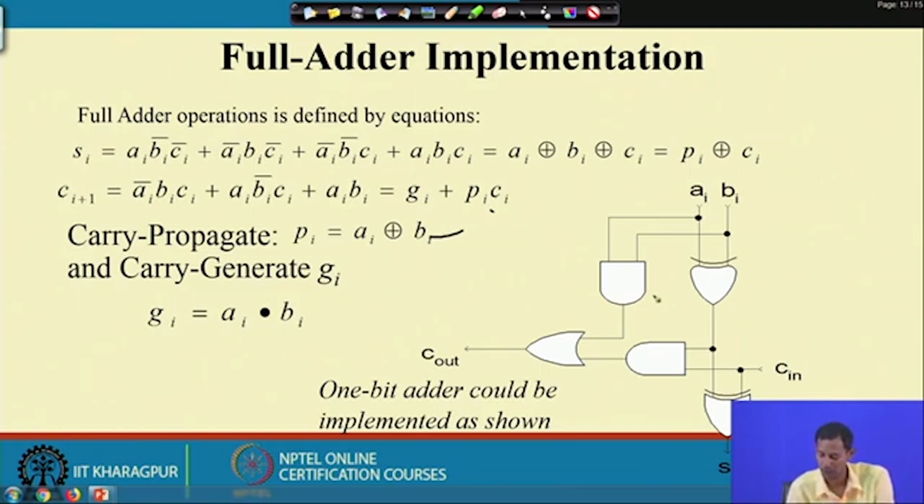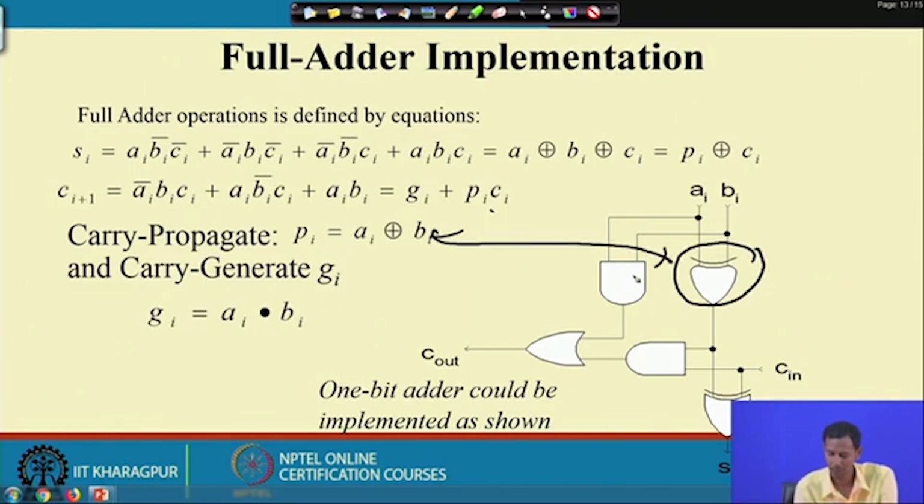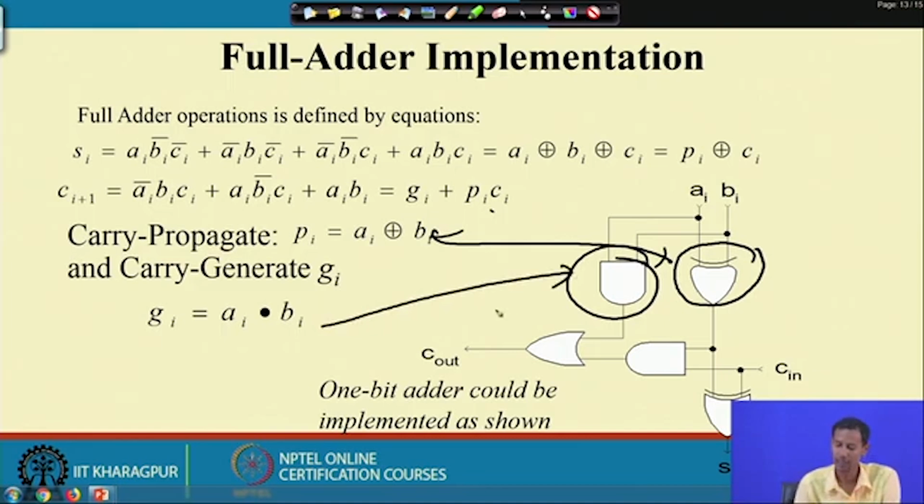Okay. So, here you see that this particular part is for propagation, and for generation what I need is the corresponding AND gate. Okay. So, after that this Pi into Ci is done, and then that is ORed with this Gi, and this is the final Pi plus Ci for doing the sum, and this is for the C out.